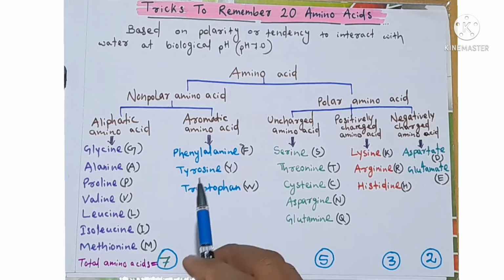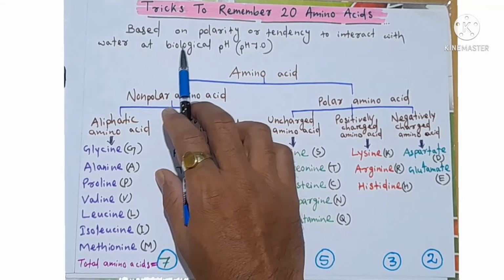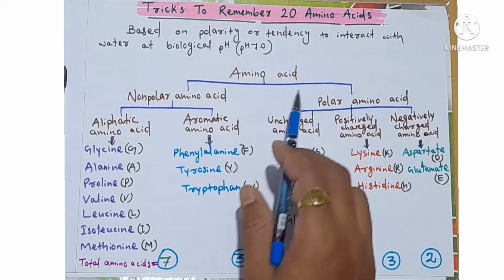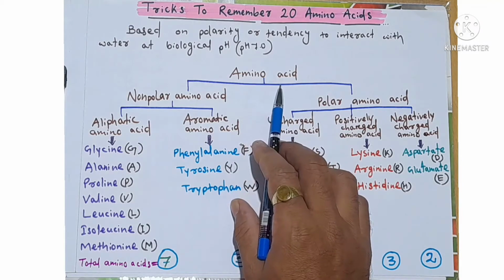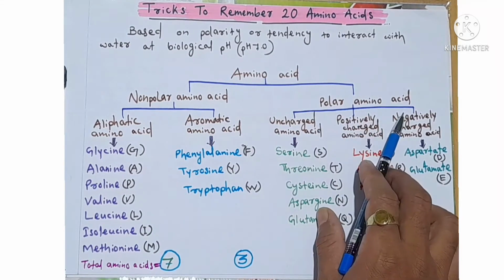Hi. Today's class is on tricks to remember 20 amino acids. So based on polarity or tendency to interact with water at biological pH, amino acids are divided into two types: non-polar amino acids and polar amino acids.